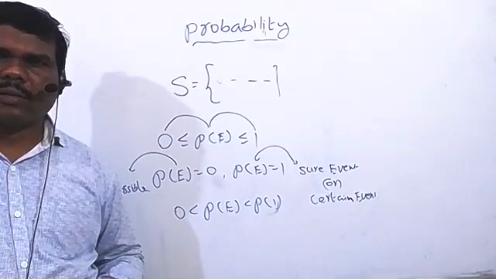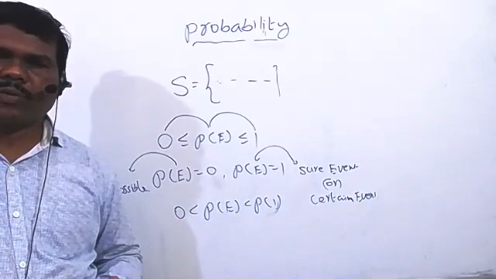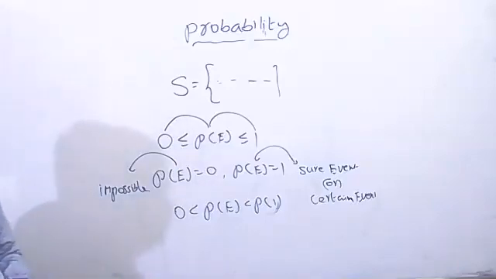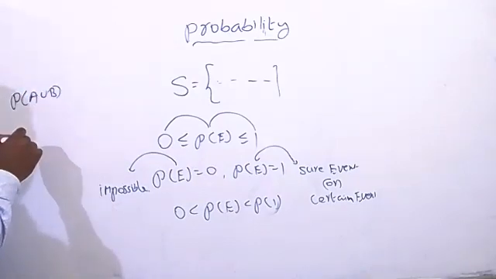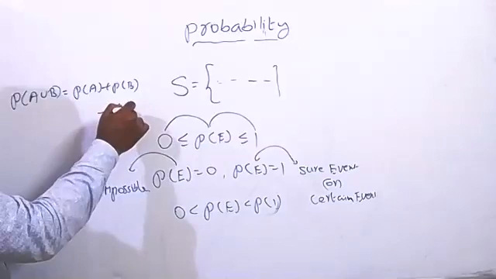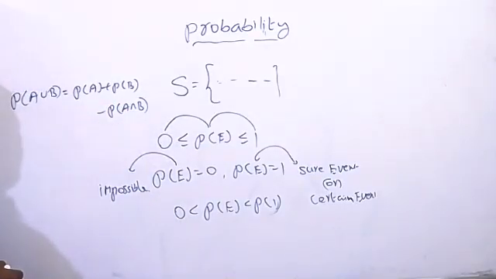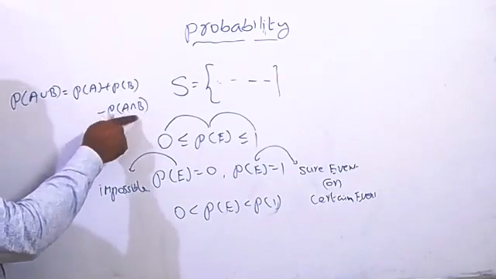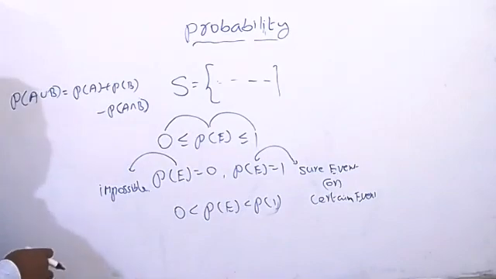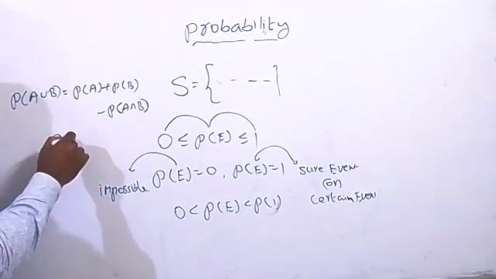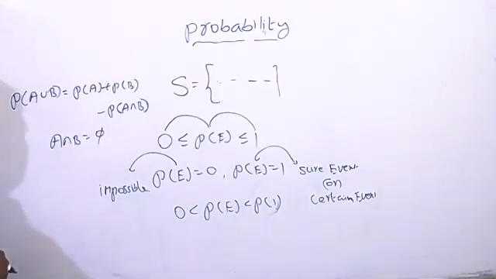Then we did the axiomatic approach of probability, where we learned the formulas. Probability of A union B equals probability of A plus probability of B minus probability of A intersection B. But here there are conditions. If A and B are mutually exclusive events, that means A intersection B equals phi, that means it will be empty. Is that correct? Yes, tell me.